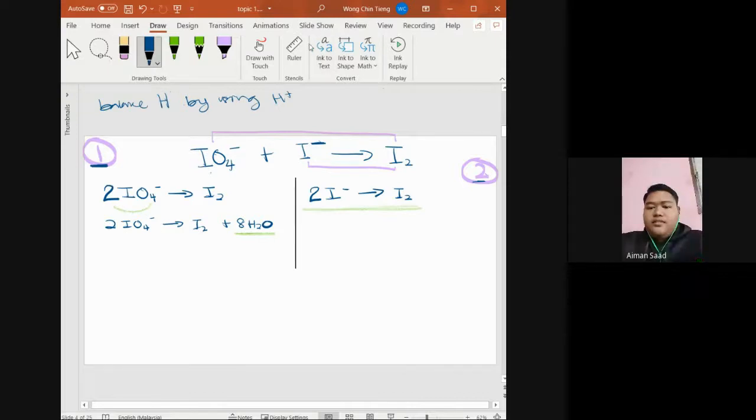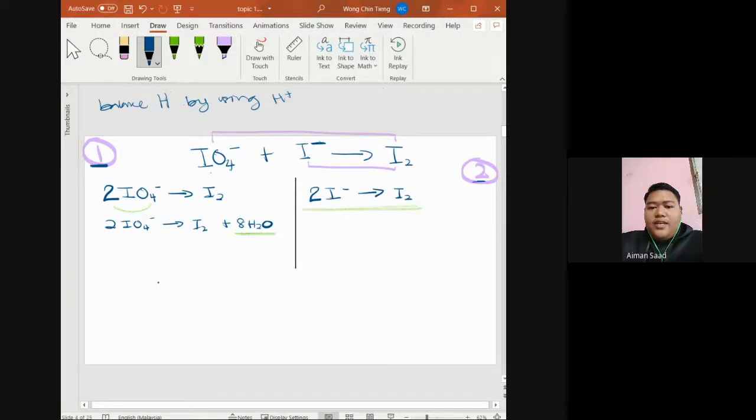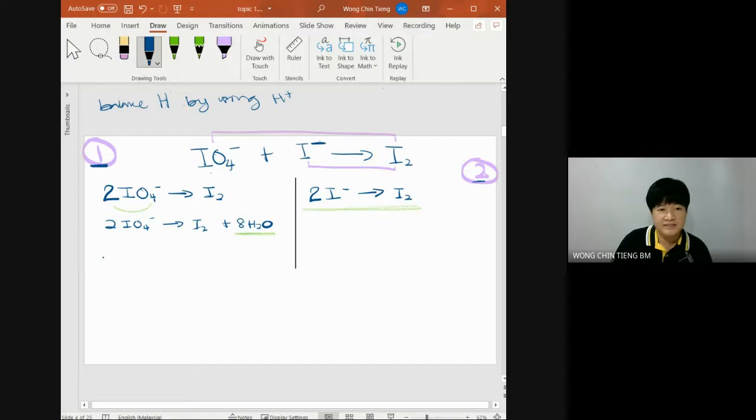Okay? And Aiman Sa'ad, for the first half equation, how many H plus you need? 16, madam. On the left or on the right? On the left. On the left, we are going to add in 16 H plus. Sebab apa 16? Look at the changes. 8 times 2. Check. Okay? Everybody should be doing together, guys. Bukan saya je menulis. Everybody should be writing.